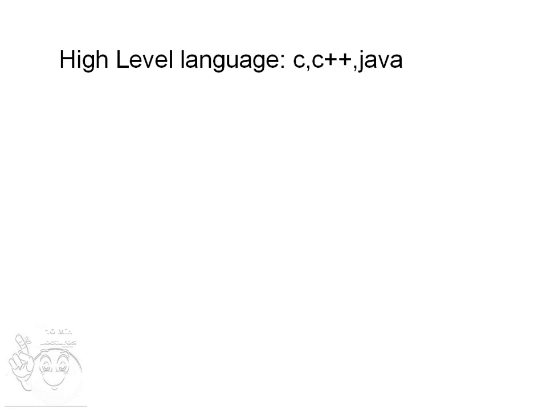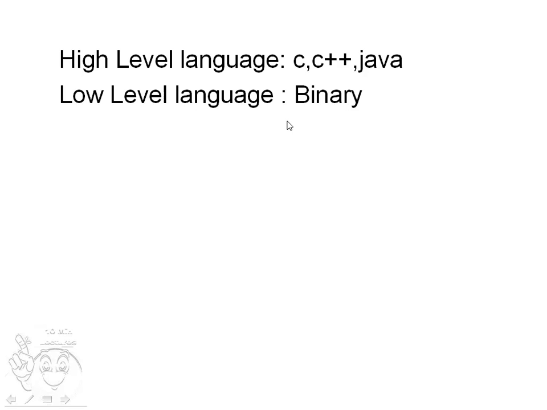High level language is anything that can be understood by a human being. So C, C++, Java, or any such language which is used for programming is called a high level language. And what is low level language? It is a binary language. Binary language means it consists of only zeros and ones. It can be understood only by machines, not by a human being.